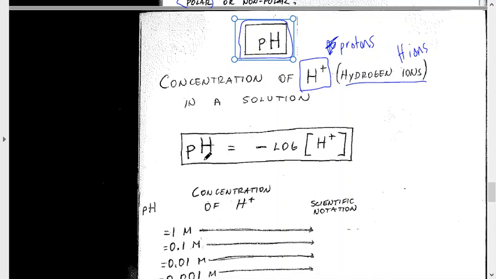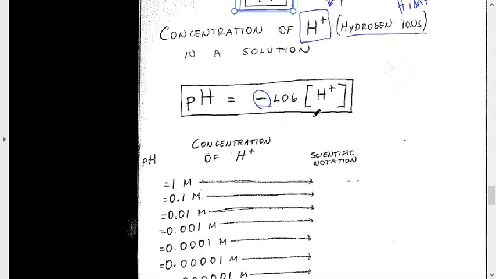The formula is that pH is equal to the negative log of the concentration of protons, or hydrogen ions. So go ahead, break out your calculator. You can pause if you need to go find one. Get a calculator and come back.